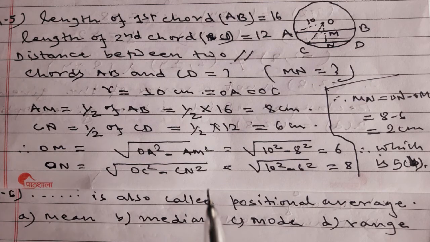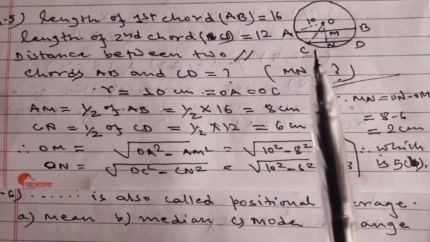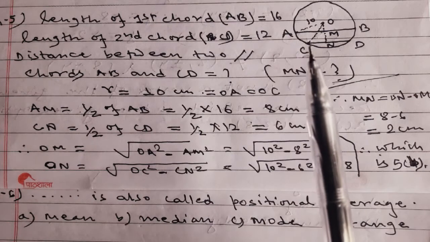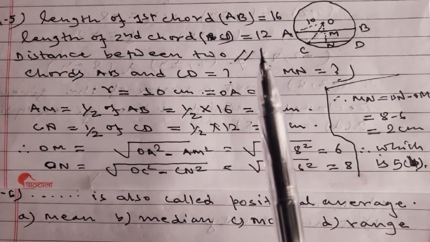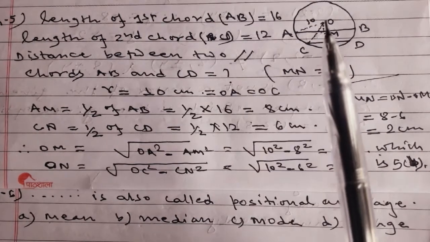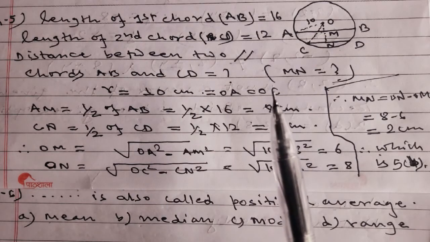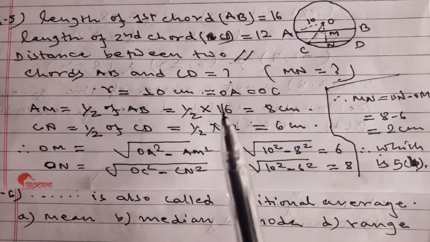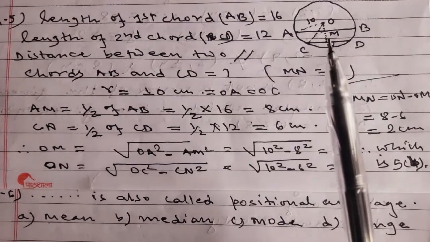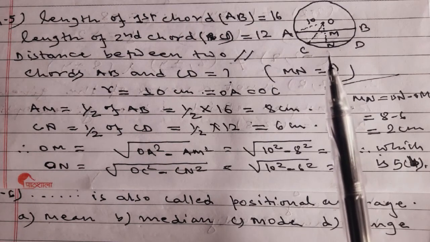Solution, question number 5. In question number 5, we are given two chords AB and CD. The length of the first chord is 16 centimeter, and the length of the second chord is 12 centimeter. The two chords AB and CD are parallel. The radius of the circle is given as 10 centimeter. In the figure, OA and OC are the radii of the circle with center O. And we have to find the distance between the two chords.